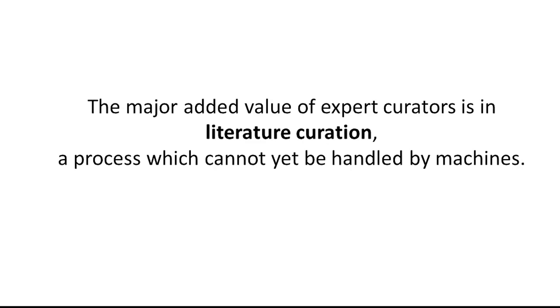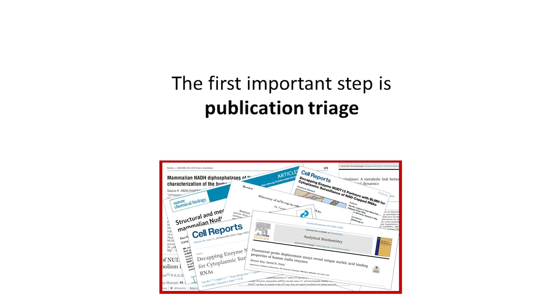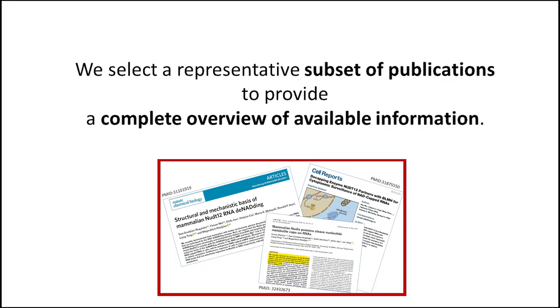The major added value of expert curators is in literature curation, a process which cannot yet be handled by machines. The first important step is publication triage, where we select the publications relevant for the curation. We do not aim to curate all published papers. Instead, we select a representative subset to provide a complete overview of available information.